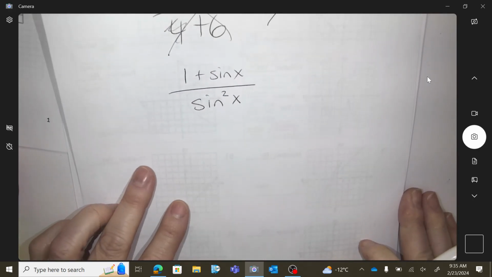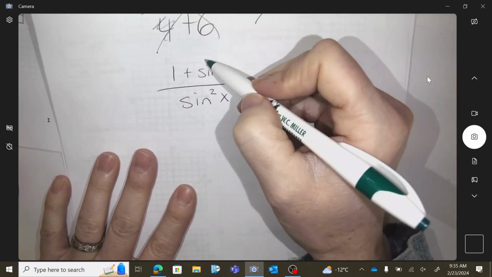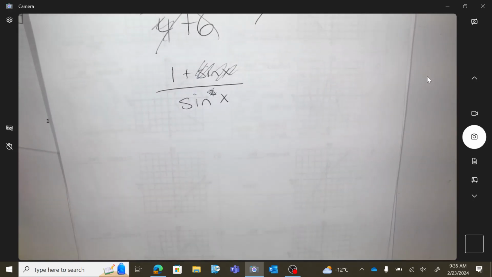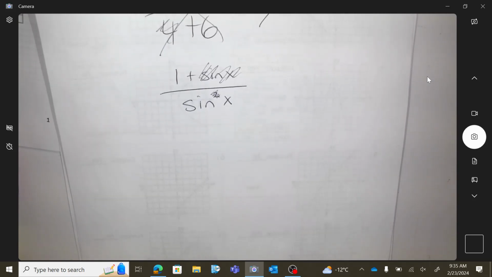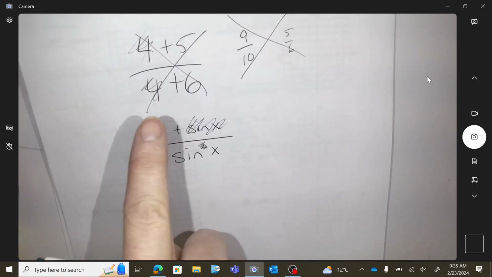When somebody says, oh, I want to cancel a sine, and then they go like this, and then they take out one of those. Wrong. Can't do it. That's an adder. Do you see it? That's the same mistake as somebody doing that.